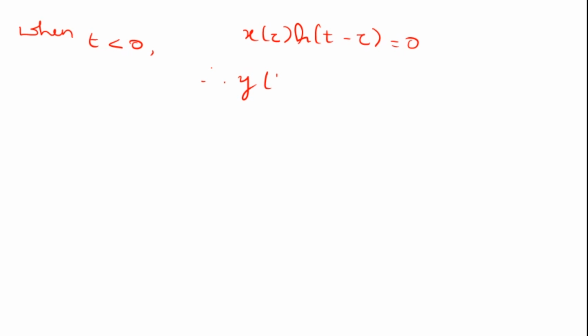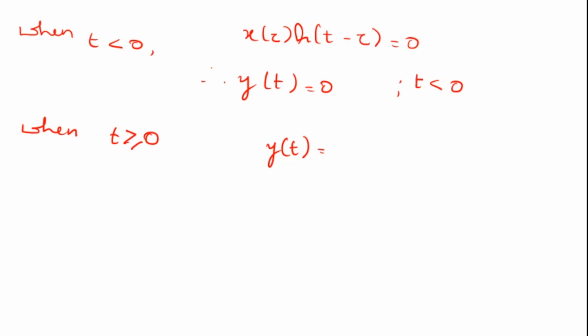Then when t is less than 0, x of tau into h of t minus tau is equal to 0. We can find out it from the graph. Therefore, y of t is equal to 0 at t is less than 0. Now we have to find out when t is greater than or equal to 0.